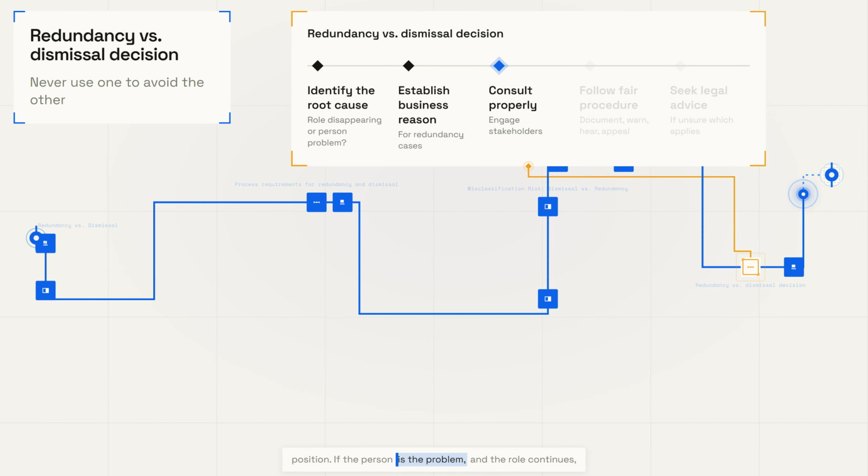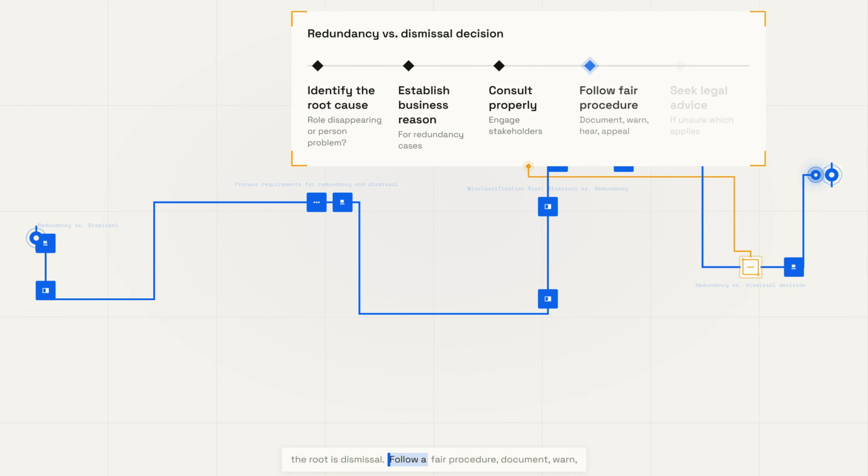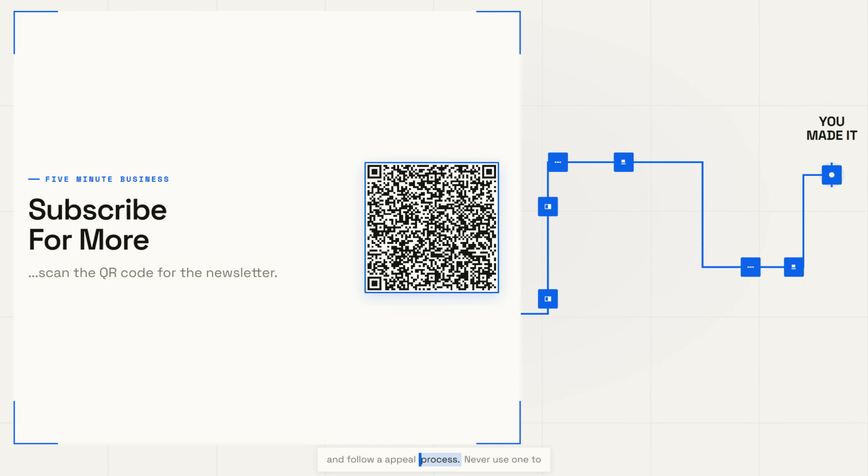If the person is the problem and the role continues, the route is dismissal. Follow a fair procedure: document, warn, hear, and follow the appeals process. Never use one to avoid the obligations of the other, and if you are unsure which applies, take legal advice before you act. A short call with an employment solicitor costs considerably less than getting this wrong.